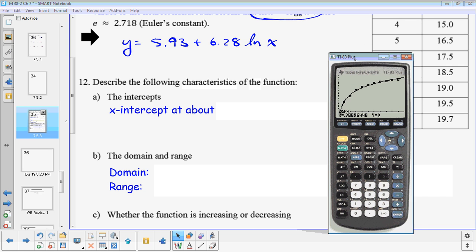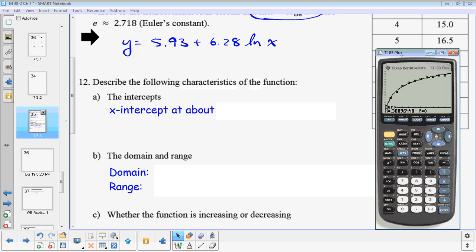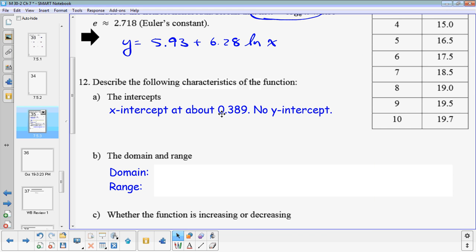So x-intercept is about 0.389. And there's no y-intercept. Because again, it's logarithmic, with a logarithmic function, if it's shifted to the left, it could have a y-intercept. But when we do these regressions, because of the form it's being written in, it won't have a y-intercept.